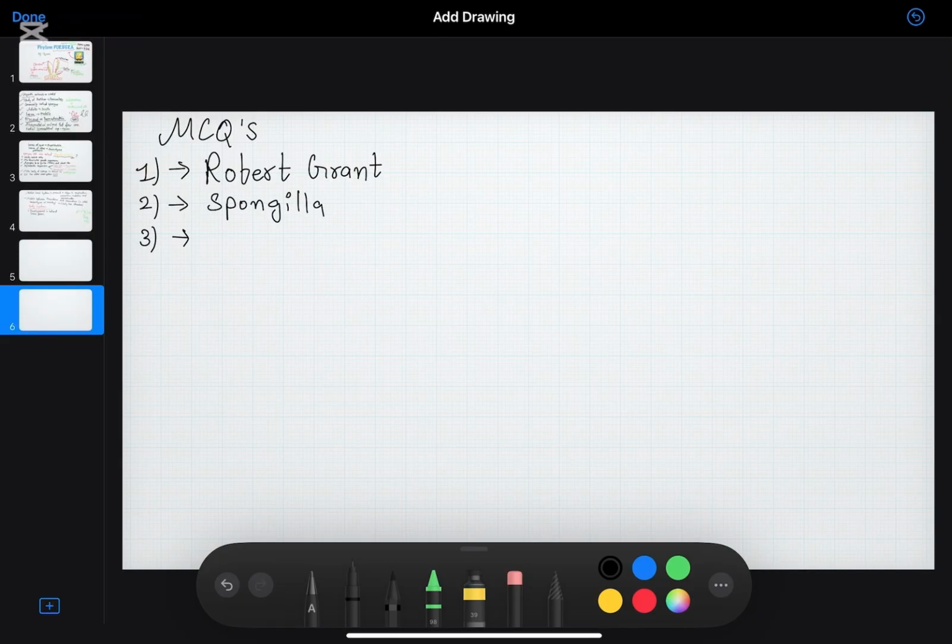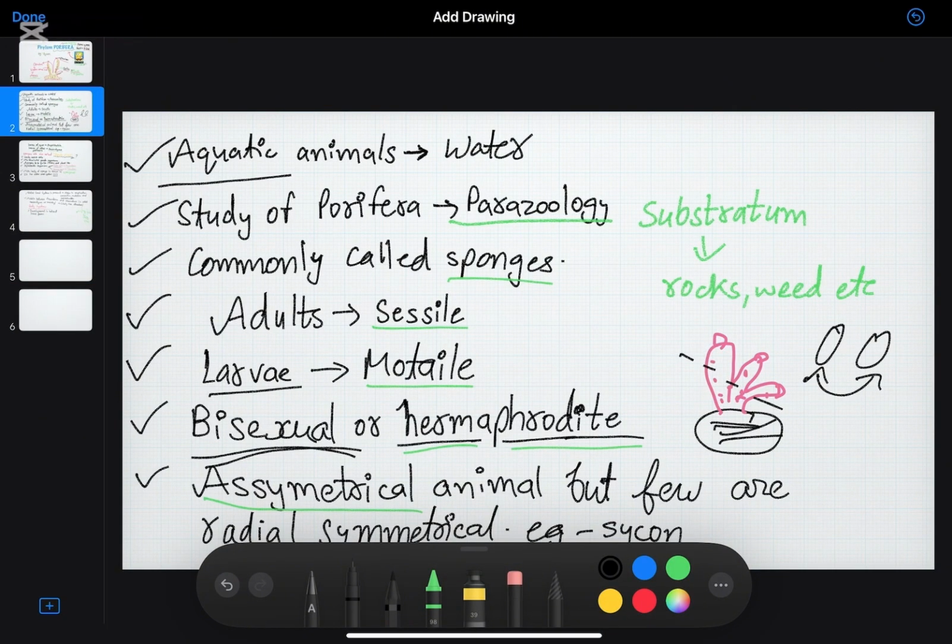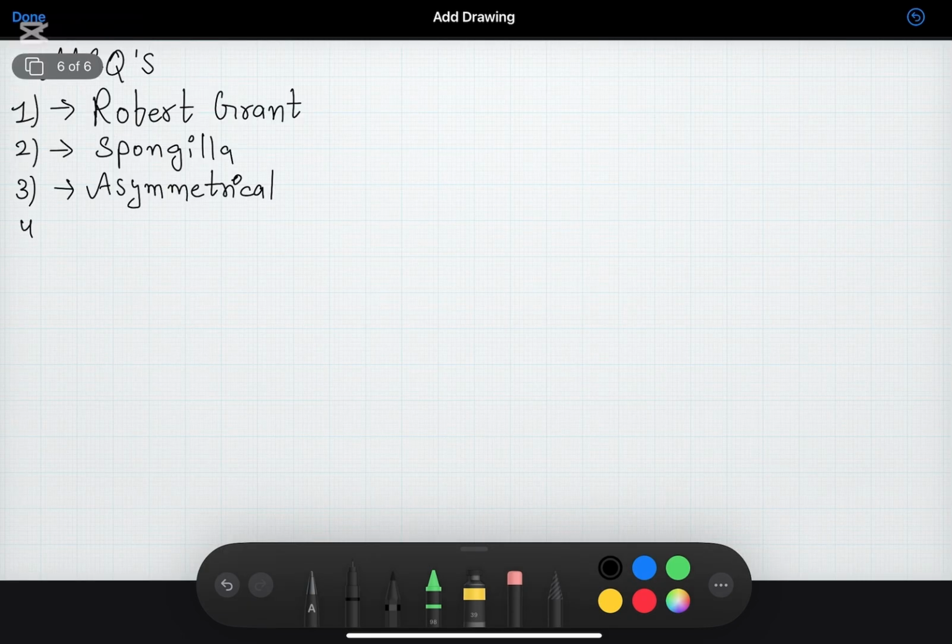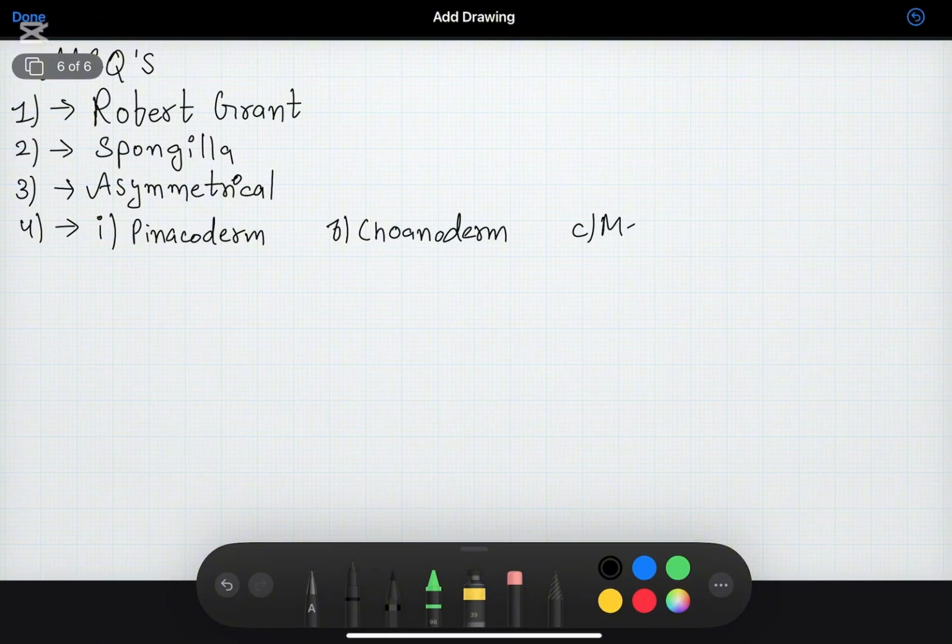What type of symmetry is exhibited by most sponges? Means which type of symmetry do they show? We already studied that most of them are asymmetrical animals, but only a few of them are radially symmetrical. Now let's move on to the fourth question. Which of the following is not a layer in the body of sponges? For example, if three options are given: the first one is pinacoderm, the second is choanoderm, and the third is mesoderm. So which is not a layer of sponge? We all know it is mesoderm, because I already said that only two layers are found in them. That's why they are called diploblastic, and those two layers are pinacoderm and choanoderm, right?